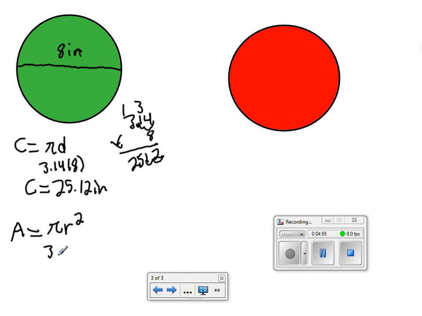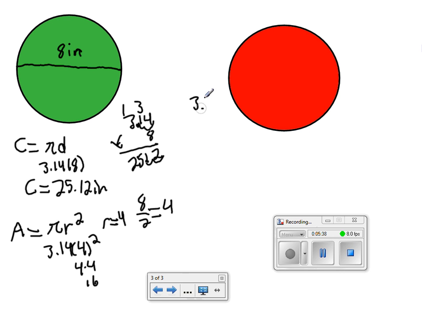Now, on the area, we know it's pi r squared. So we know it's 3.14. We don't know the radius, but what we talked about earlier is that from the diameter we can find the radius. Our diameter is 8, divided by 2, which is 4. So our radius equals 4. That would be halfway across here, 4 inches. So times 4 squared. Order of operations tells us that we square first. Radius times radius is 4 times 4, which is 16.